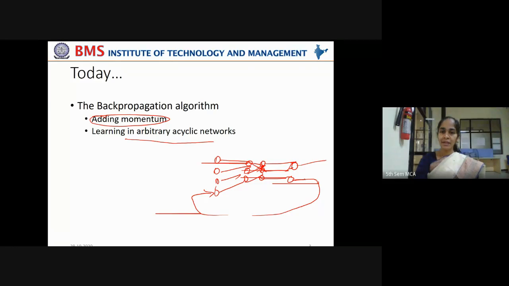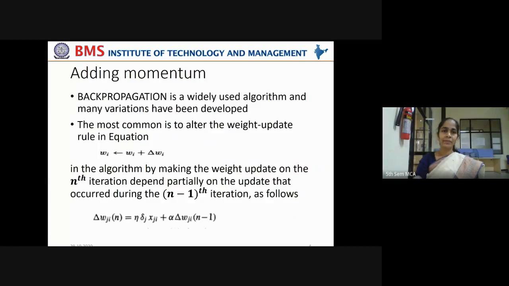There is a cycle. Did you see? There is a cycle here. This is called a cyclic network. But if you want to design an acyclic network, meaning a feed forward network, you don't want to feed anything backwards again. In that case, how learning in arbitrary acyclic networks is done, that also we are going to see today.